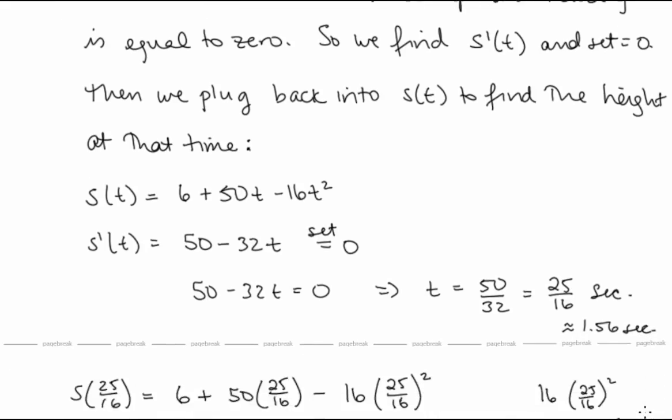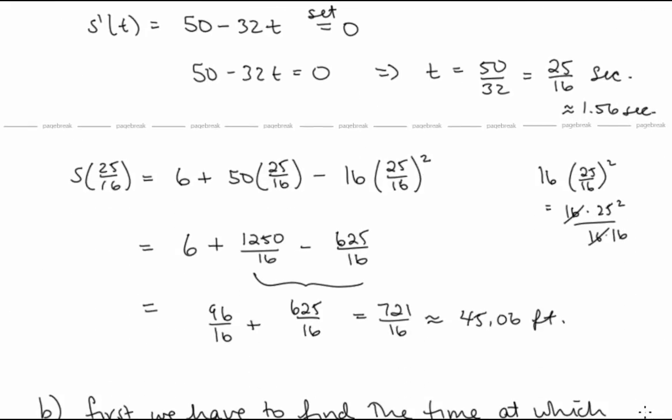Now to find the maximum height, we're going to plug this t value back in the original function. The numbers are a little bit messy, but we get 721 over 16, which is approximately 45.06 feet for the maximum height of the football.